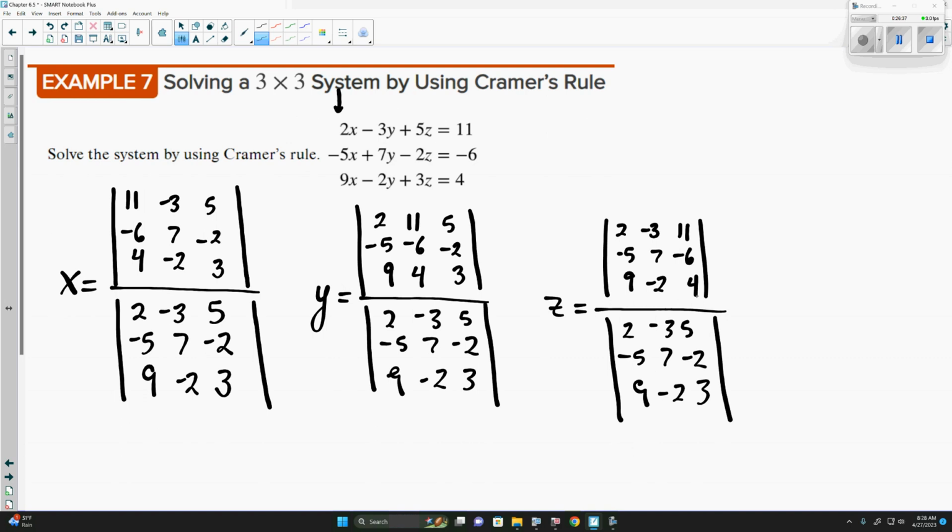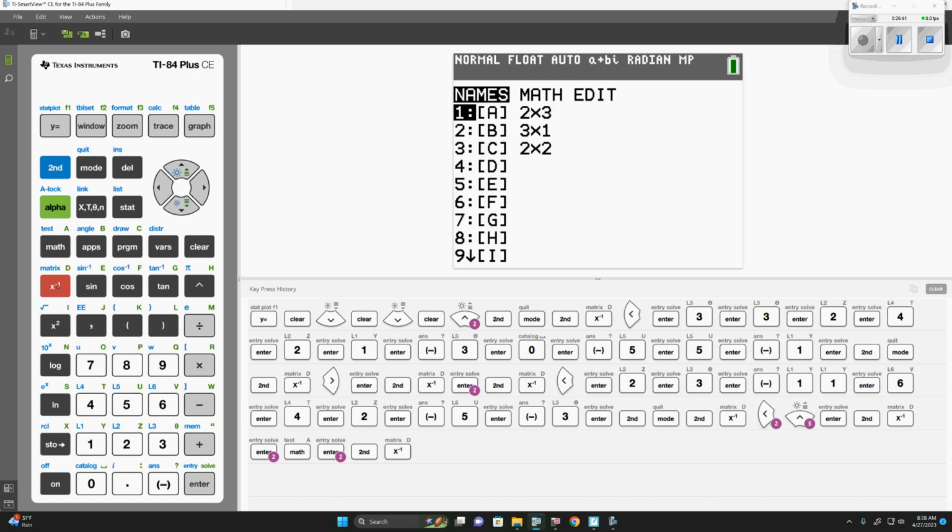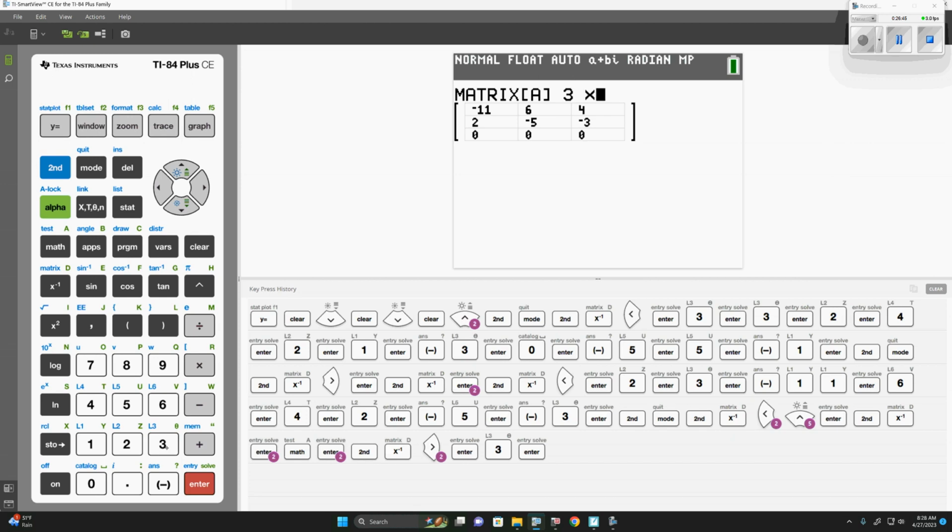And when we went over this in Algebra 2, we did this in a calculator because trying to do the determinants of 4 different 3x3s would take a little bit of time. So I'm going to plug them in. And I normally plug them in as A, B, and C as the determinant of x, y, and z respectively. And then I chose matrix D to be the denominator of all 3.